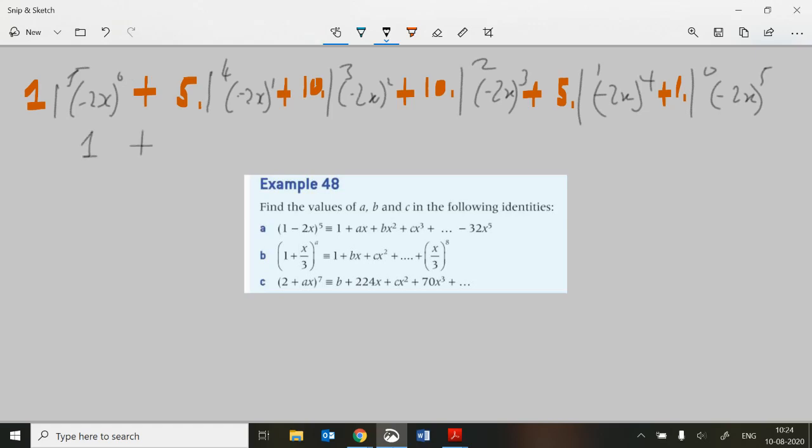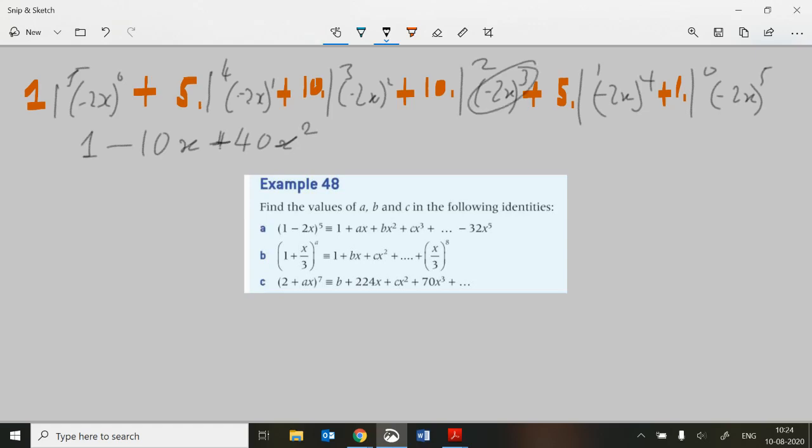In the next one, all of the ones just become 1. 1 to the power 4, 1 to the power 3. So we're going to get one lot of this thing here times 5 minus 10x. Then we've got minus 2 squared, so that's going to give us 4x squared, but then times by the 10 gives us plus 40x squared.